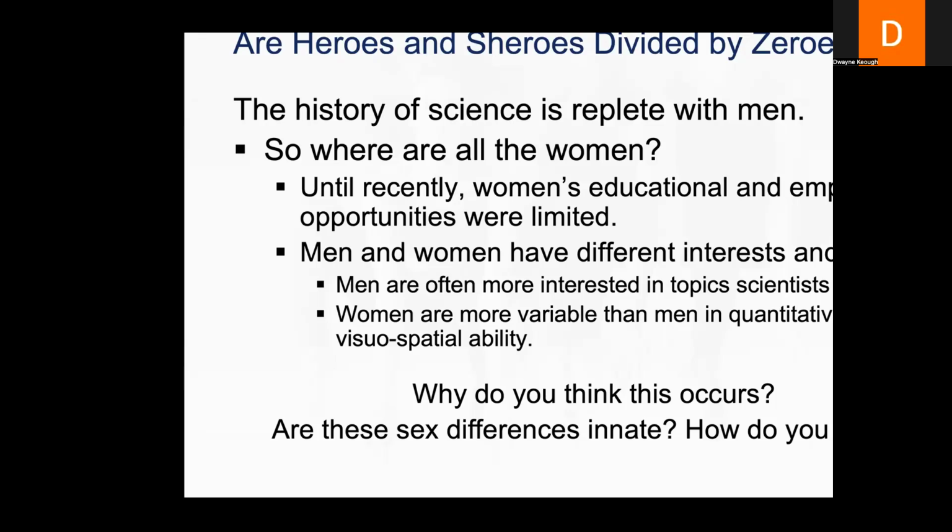Men and women have different interests and talents. Men are often more interested in topics scientists study, and women are more variable than men in quantitative ability and visual spatial ability. When we think about the differences between the sexes, it's also important that we don't qualify this further to say that one sex is better than the other. No, that's not what this is saying. And that's the importance of doing science, having the ability to understand that if you're observing something, the conclusion really is just limited to the thing you've watched.